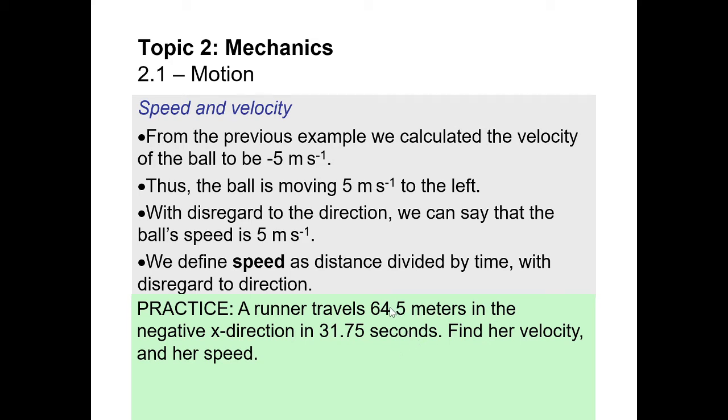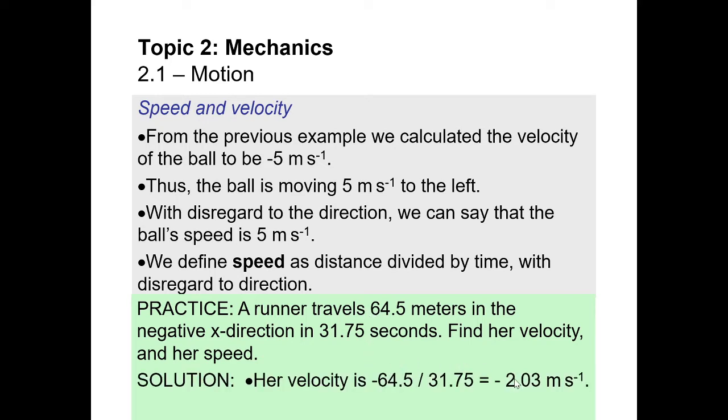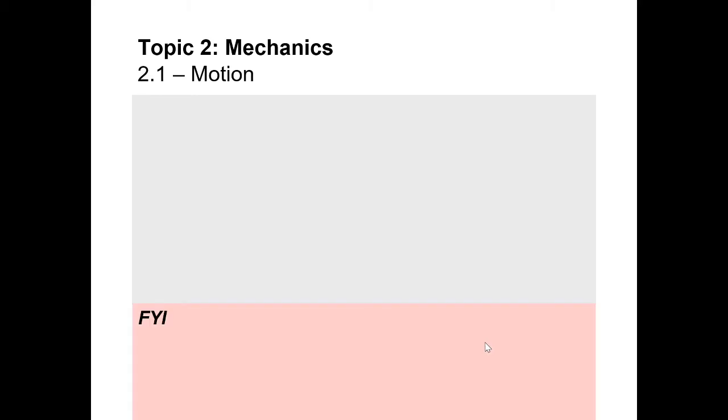Okay. For velocity, since you're traveling in the negative x direction, you just stick a minus sign in front of the 64.5. And you're going to get the final answer, -2.03 meters per second. So therefore, you just take off the minus sign, and you have the speed. Again, I'm going to keep saying this till it gets annoying. These two are usually not the same value, so please be careful.